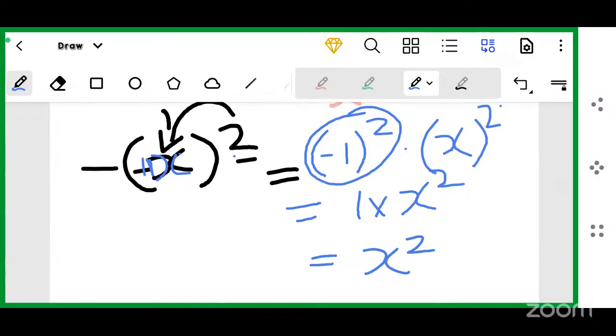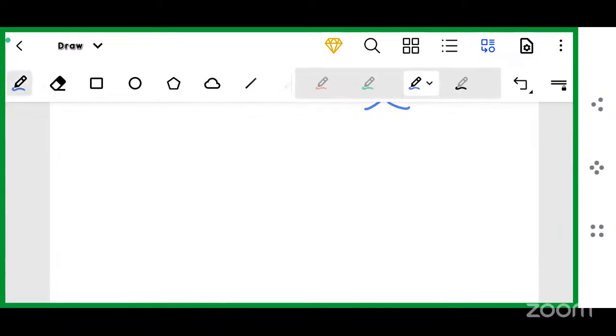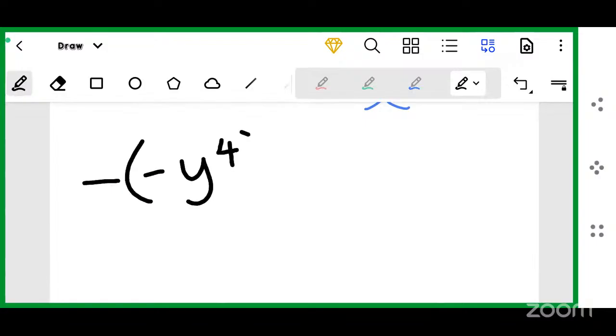Yes, ma'am. Okay, let me give you one last one. Let's say you have negative y to the power of 4, in brackets, to the power of 2. Can you try this out, or just tell me what you would write?